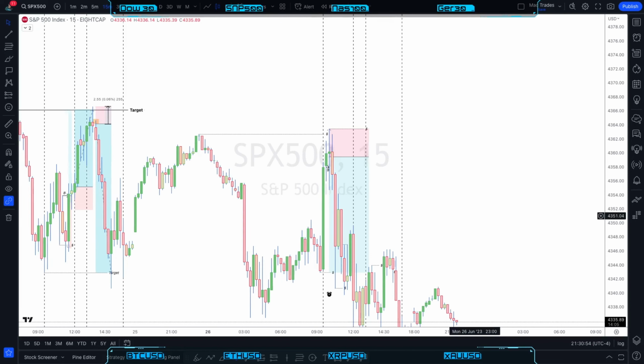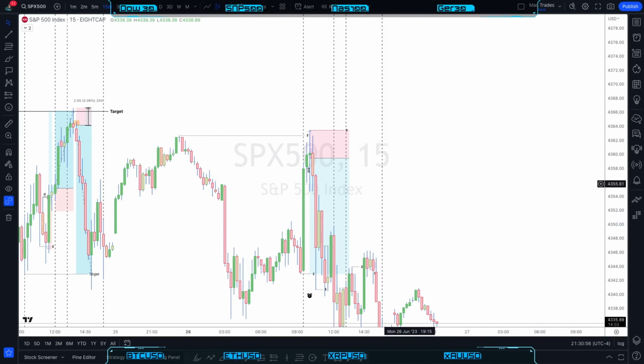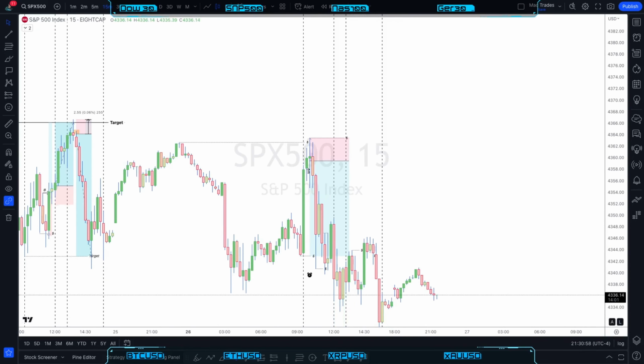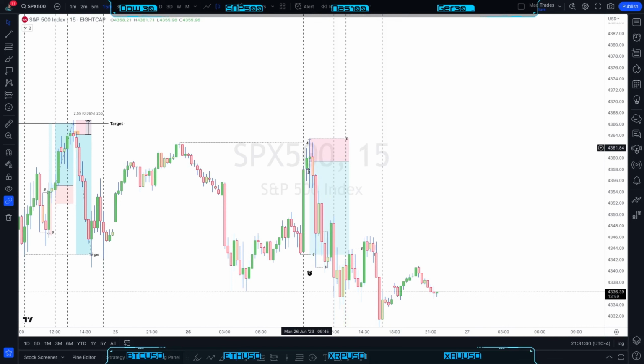So this was a very straightforward move. One of the confluences that took place in order for us to take this as a possible trade, you could have used this liquidity here. Now this is previous day's liquidity. This is previous day's buy side liquidity. So it's not really something I would necessarily recommend.